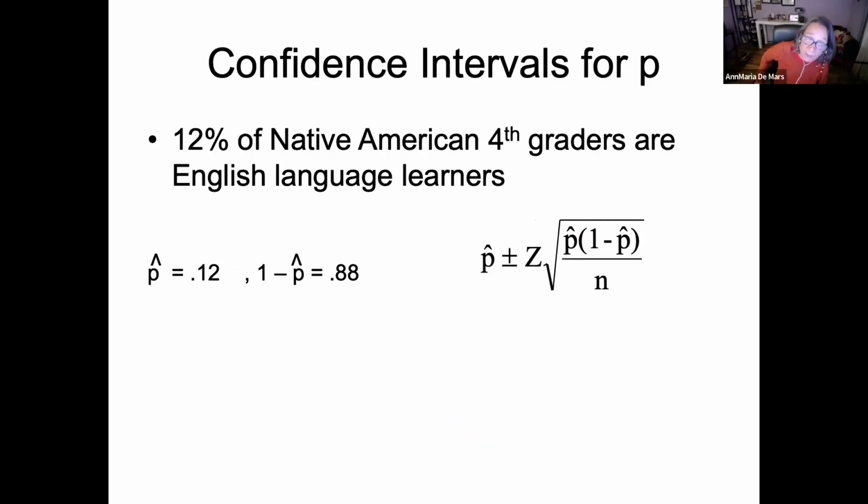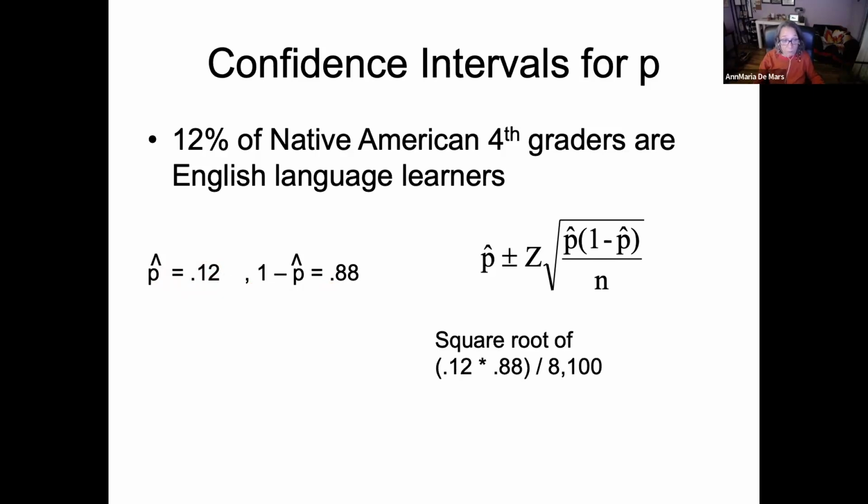Now, again, we have some real data. 12% of Native American fourth graders are English language learners. This is also from the 2019 National Assessment of Educational Progress that we talked about in the last video. This time our n is 8,100, because in the last video we were just looking at our sample from South Dakota, but in this case we're talking about the sample that we had from the whole US. The sample proportion is 0.12, and 1 minus 0.12 is 0.88. So that's our p, 1 minus p.